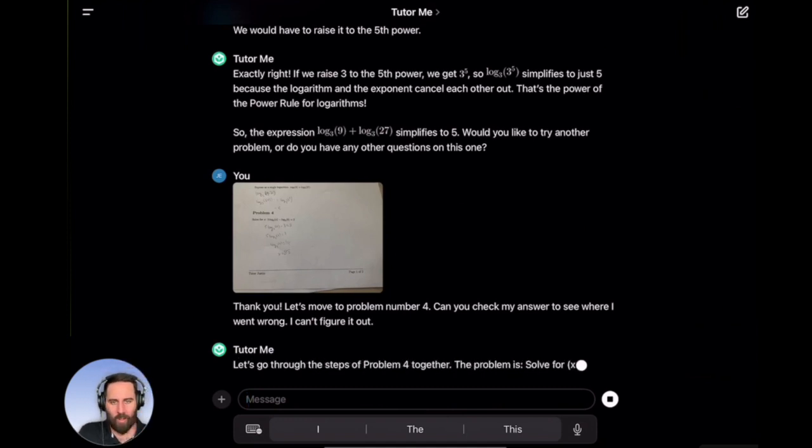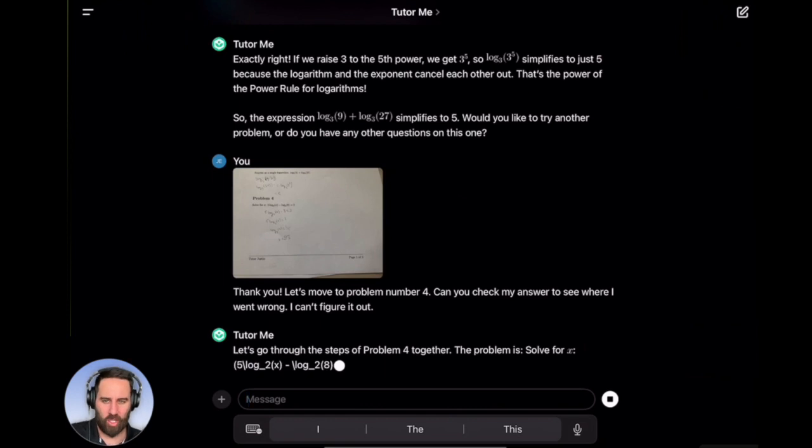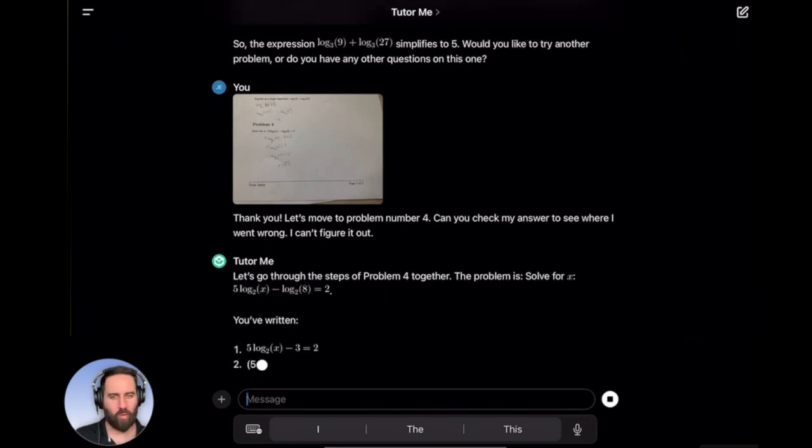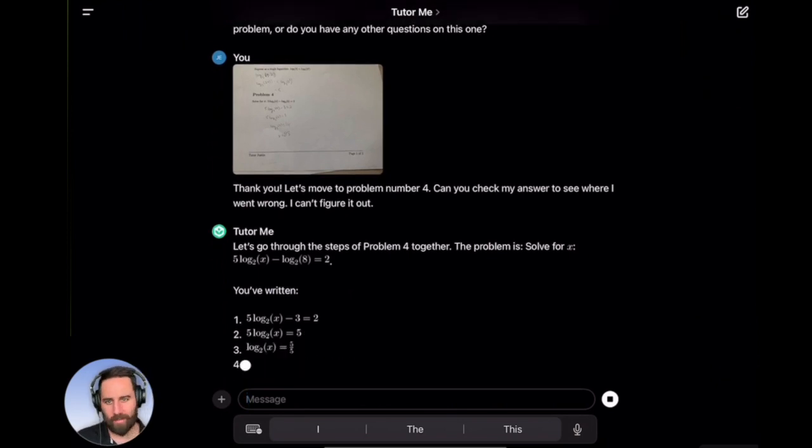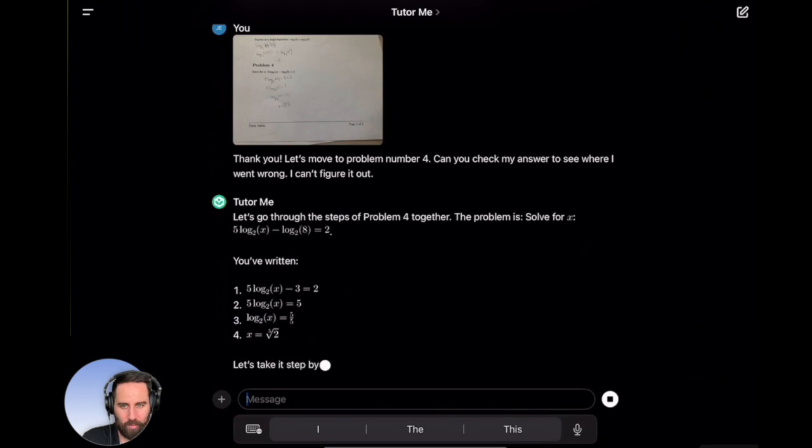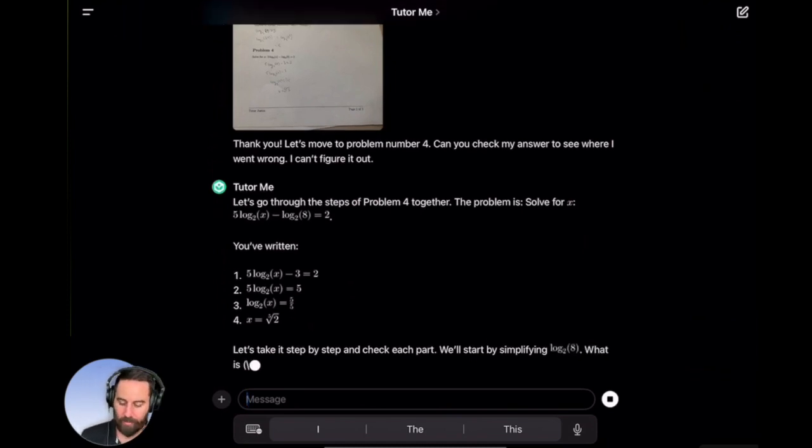So sometimes when you're trying to get it to check your work, it just goes through exactly how to solve it. Sometimes it checks it. It's a little 50-50. You've written that I did not say it equals 5. I actually said it equals 1. Let's take it step by step to check each part. So now it's going through, and this is actually correct, all the way through step 3.